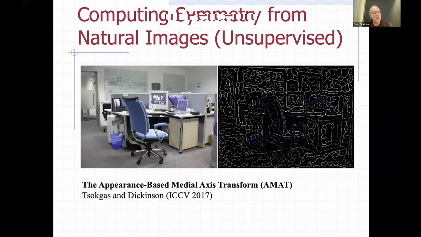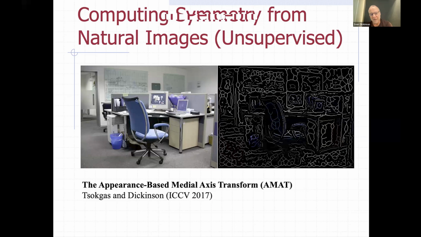So we started a while back looking at some unsupervised techniques to try to recover medial axis-like information from a cluttered RGB scene. One of our first approaches tried to develop what we call the appearance-based medial axis transform, which was a generative model, both in appearance and shape, which would take an RGB image, try to decompose it into a set of maximally inscribed disks whose appearance inside the disk was homogeneous.